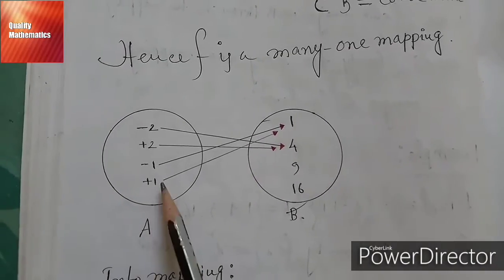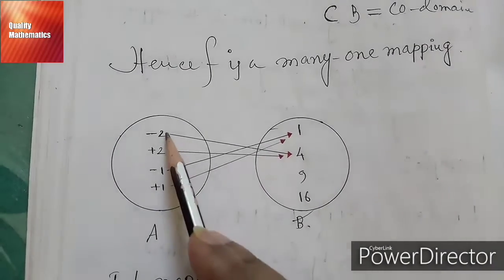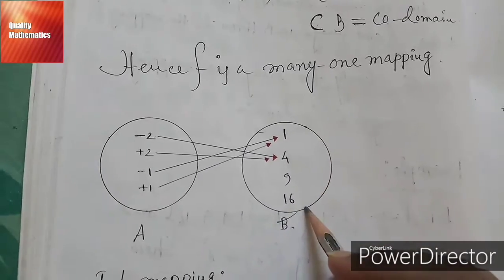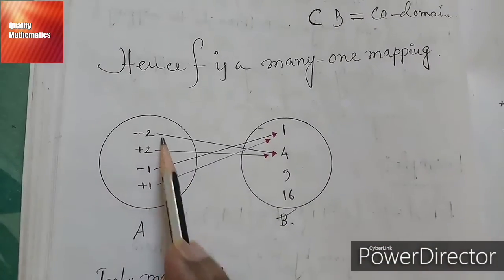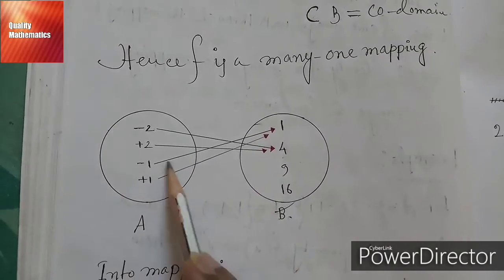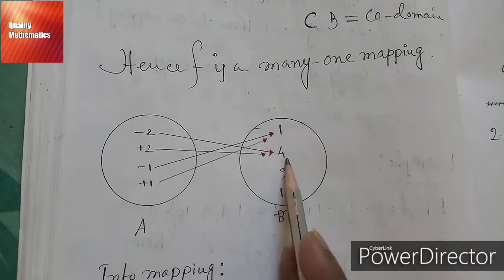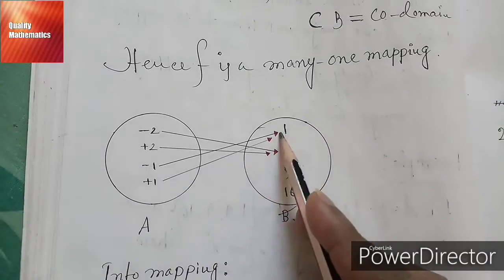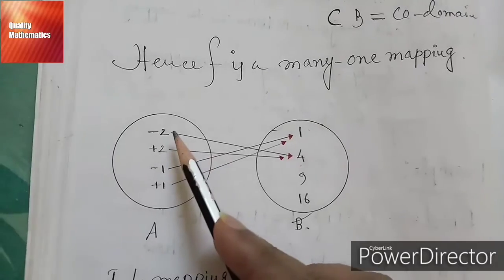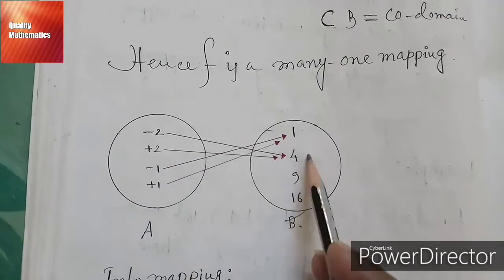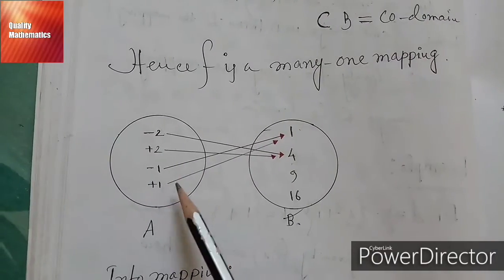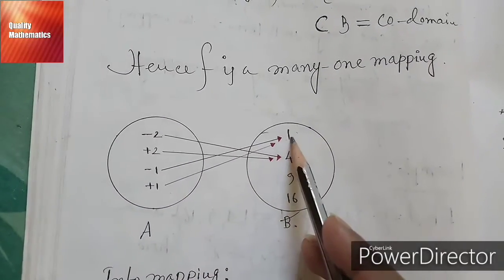Domain is 1, minus 1, 2, minus 2. Codomain is 1, 4, 9, 16. Look at that. 2 maps to 4. Minus 2 maps to 4. Minus 1 maps to 1. Plus 1 maps to 1. That means here two elements have the same image. Here also the two elements minus 1 and 1 have the same image, that is 1.